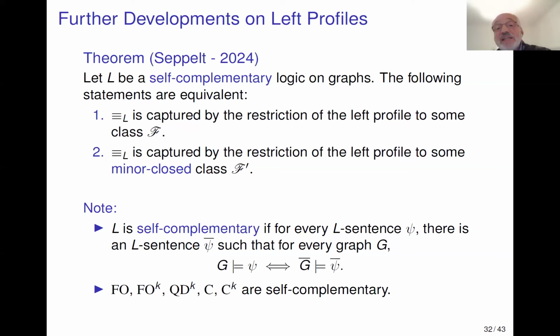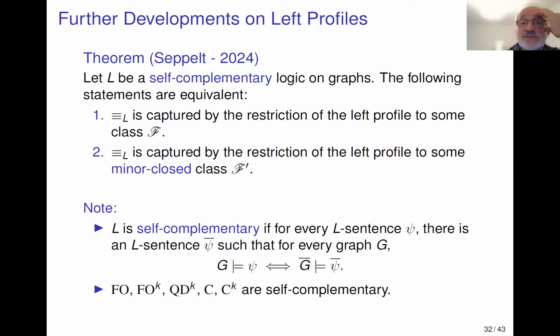Self-complementarity means that for every sentence psi in the logic, there is some other sentence, psi bar, so that a graph satisfies psi if and only if the complement of the graph satisfies psi bar. All the standard logics we consider, FO, FOK, quantifier depth K, CK, have this self-complementarity property. You can think of this result as a structural meta theorem. It tells you that you can only use classes that are minor closed to capture equivalences arising from logics as long as the logic is self-complementary. It has a whole bunch of consequences that I don't have time to talk about.